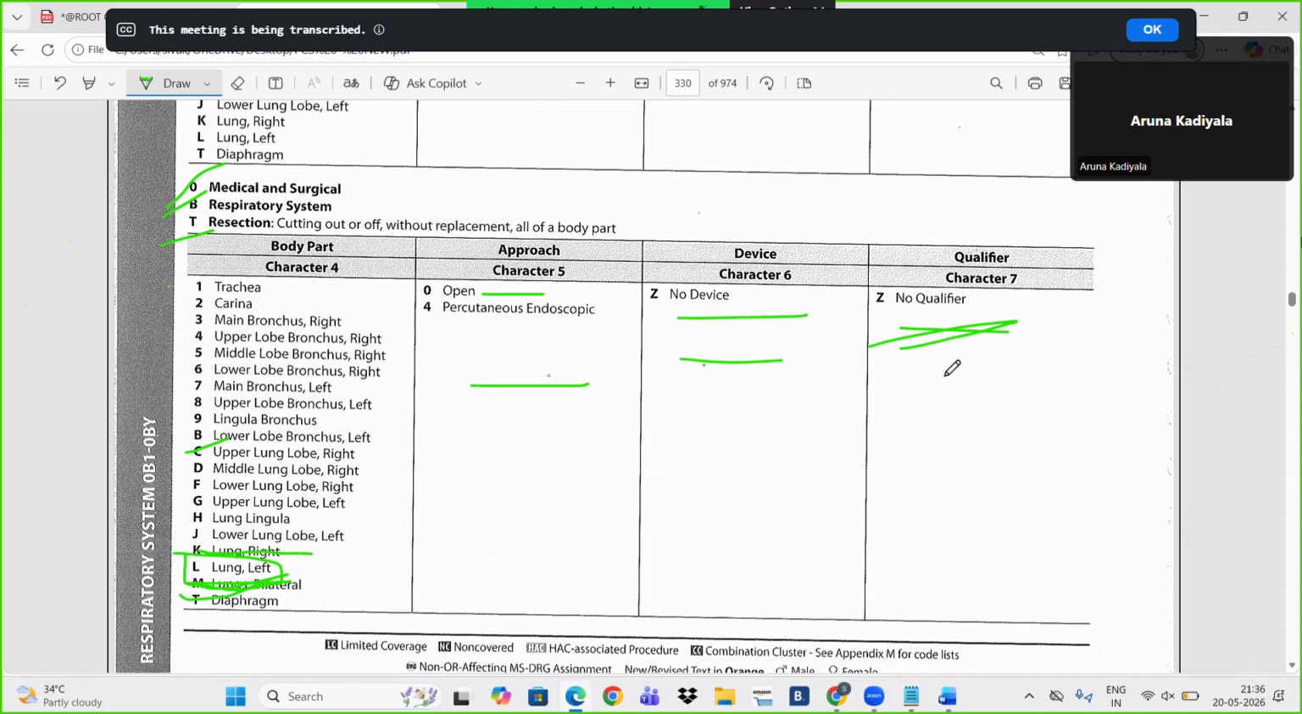That's the code. That's it. Correct. Clear, everyone? Yes, sir. Now we are clear. Still any doubt?